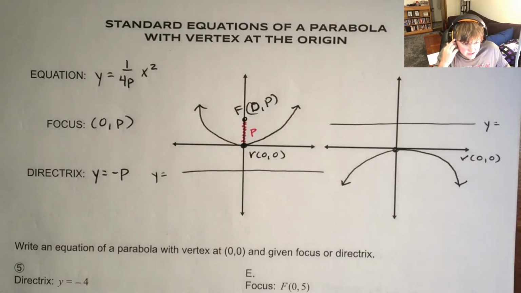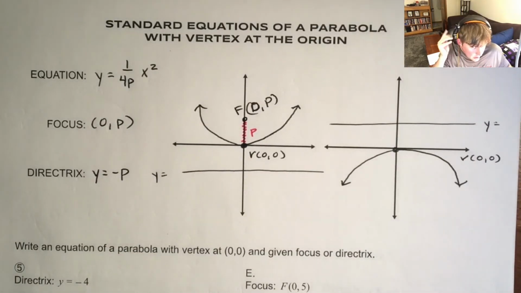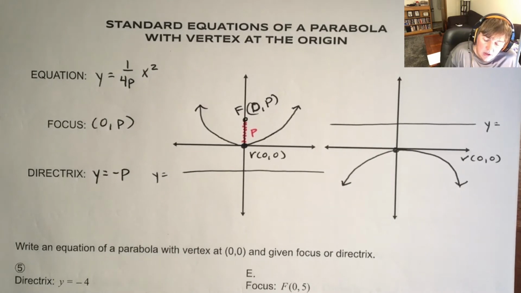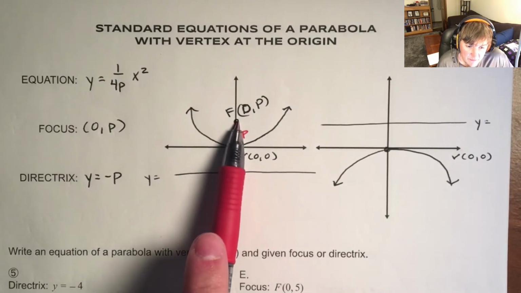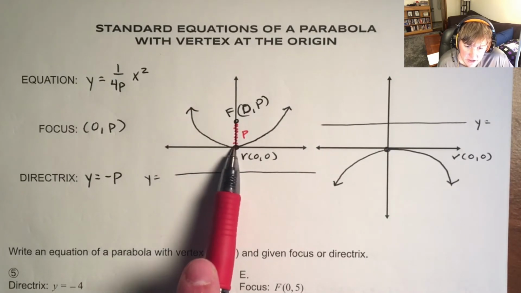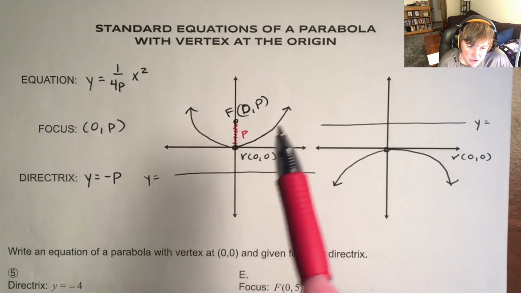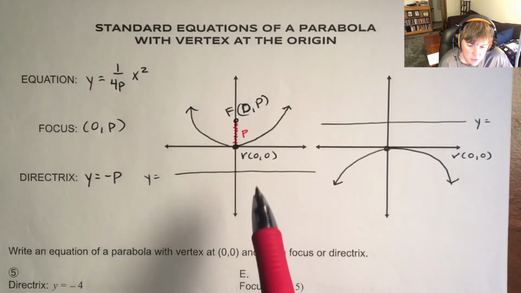That is going to be the distance in between the focus and the vertex. So this lowercase p here is going to be this distance here in between.